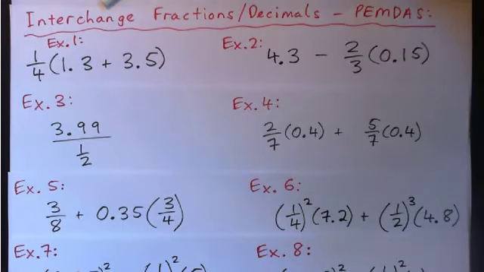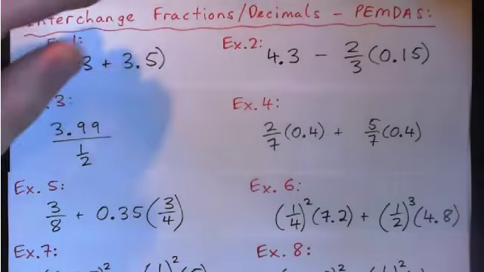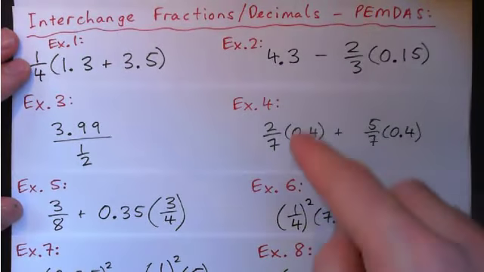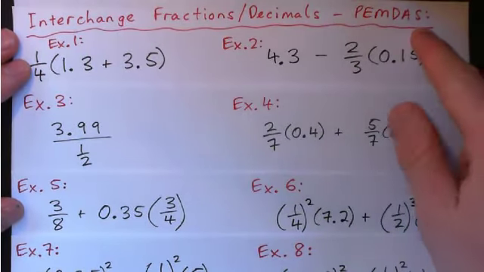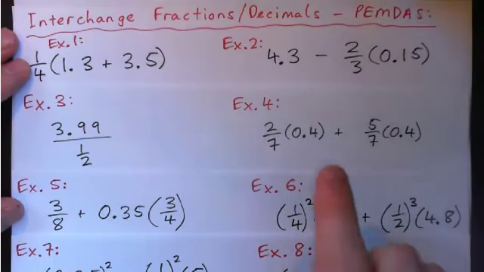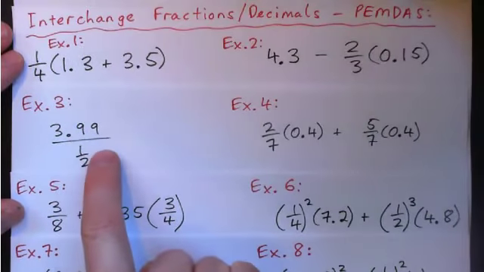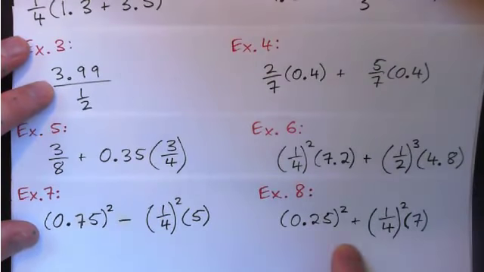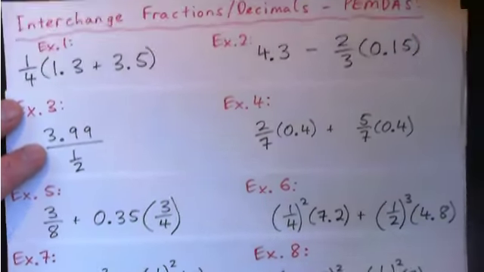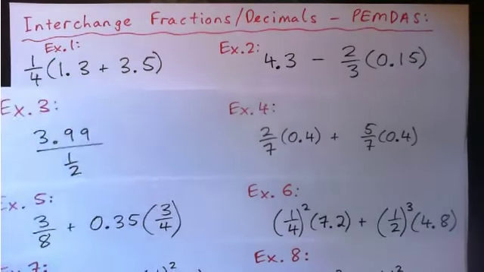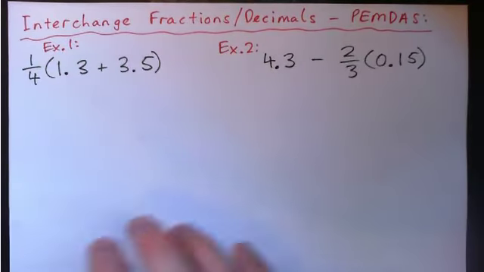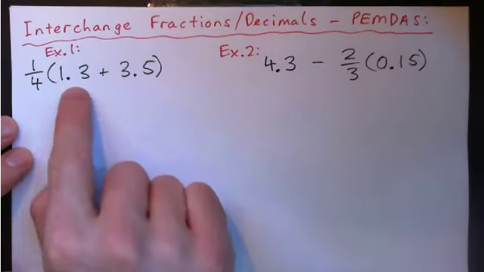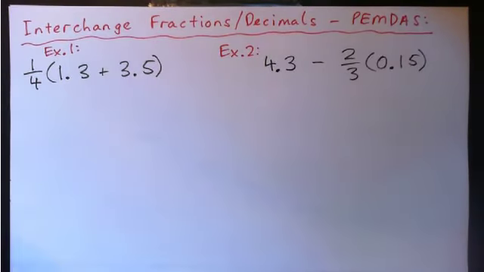In this video we're going to interchange fractions with decimals and simplify some expressions using the order of operations, PEMDAS. Okay, so here's example 1, example 2, example 3, example 4, example 5 and 6, and examples 7 and 8. Okay, so we'll start with example 1, and we've got a quarter times 1.3 plus 3.5.